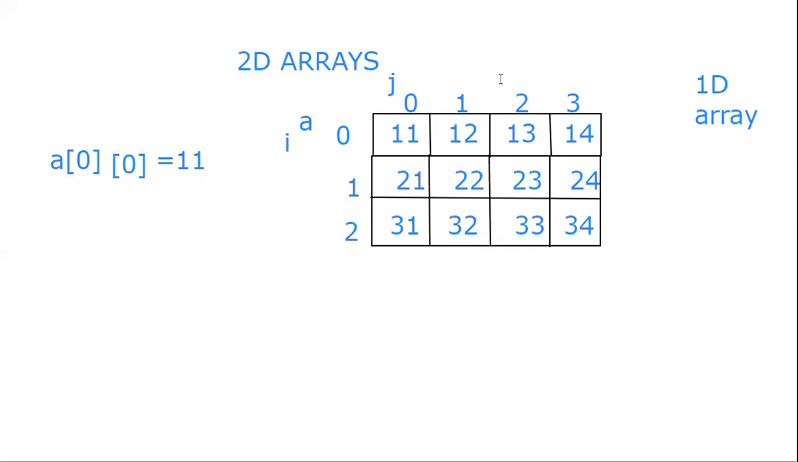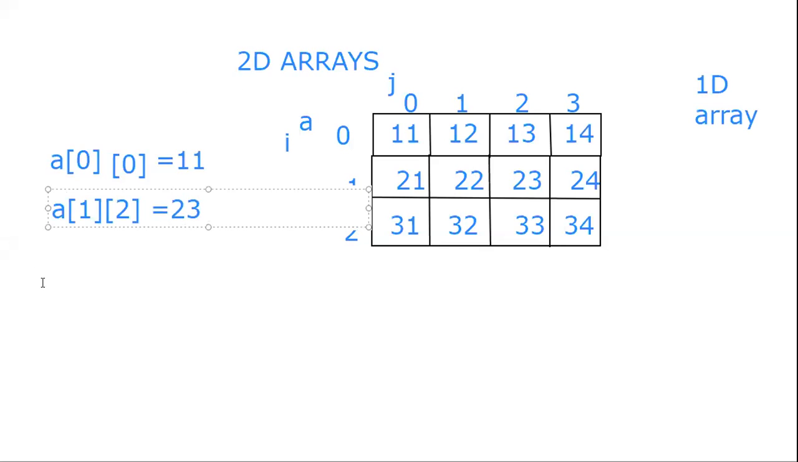Now please tell me, if we have to represent 23, how do we represent 23? Divyashri? How do we represent 23? You're all unmuted anyway. Please answer. A of 1 comma 2. So here 23 will be A of 1, column 2. Very good. A of 1, 2 is nothing but 23.